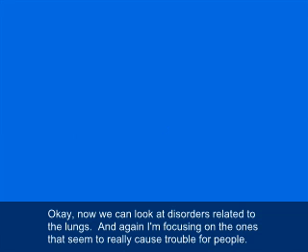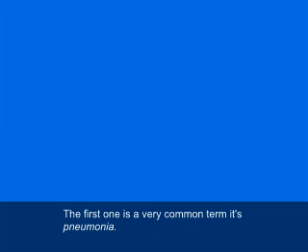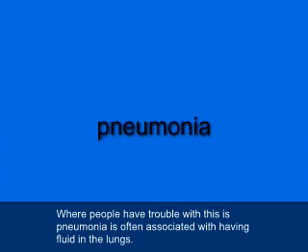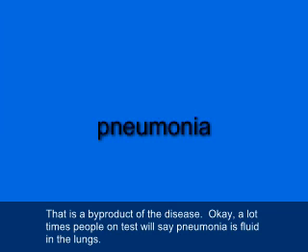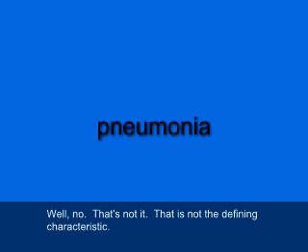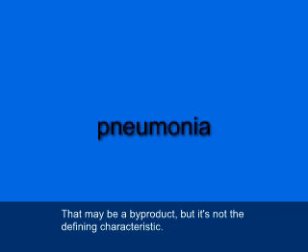Okay, now we can look at disorders related to the lungs. And again, I'm focusing on the ones that seem to really cause trouble for people. The first one is a very common term. It's pneumonia. Where people have trouble with this is pneumonia is often associated with having fluid in the lungs. That is a byproduct of the disease. A lot of times people on tests will say pneumonia is fluid in the lungs. Well, no, that's not it. That's not the defining characteristic. That may be a byproduct, but it's not the defining characteristic.